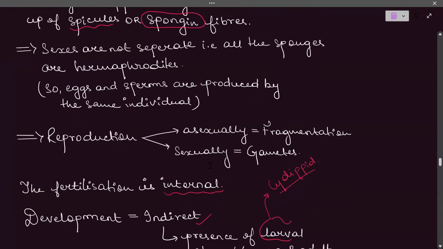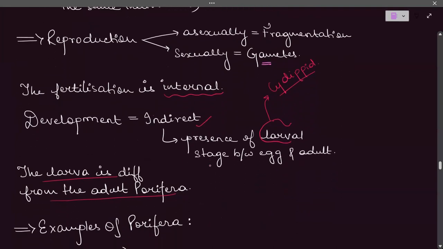Now, the reproduction. When reproduction happens asexually, it happens by fragmentation. And when it happens sexually, obviously gametes will be involved. Once the gametes fuse, they will fertilize. Actually, the whole process of fertilization takes place inside the body of sponges, not outside, not in the water. So it is internal fertilization.